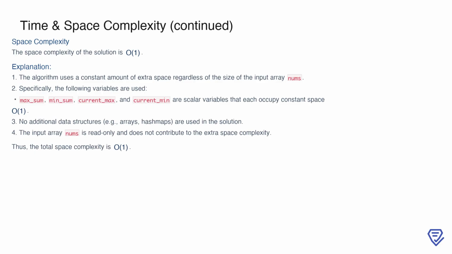Importantly, the algorithm does not require any additional data structures, such as arrays or hash maps, to store intermediate results. The input array nums is only read from and not modified or copied, so it does not contribute to the extra space complexity. As a result, the total space usage remains constant, or O(1), making this solution very space efficient.